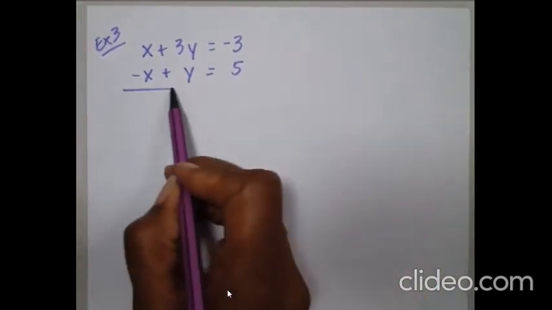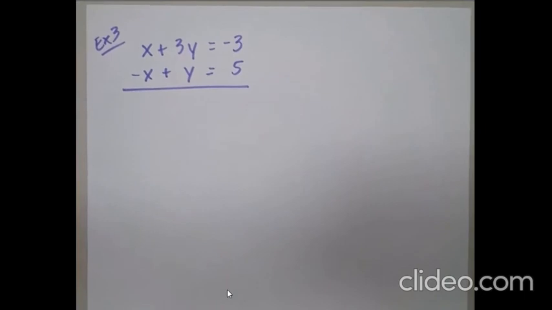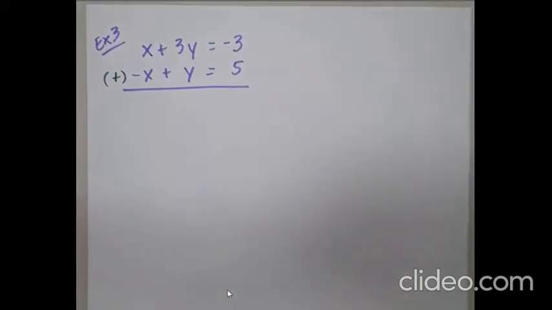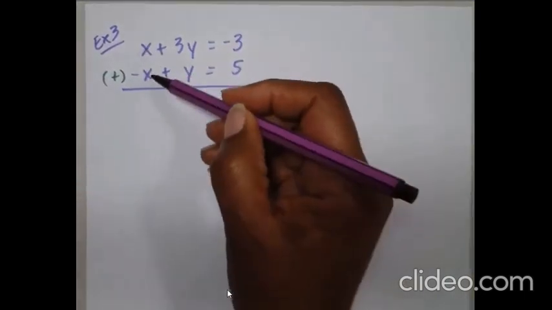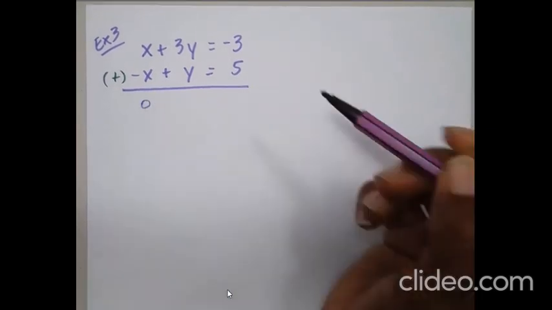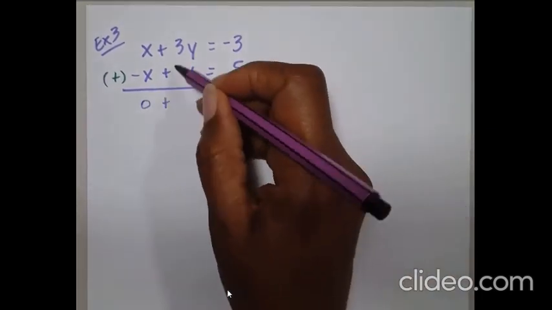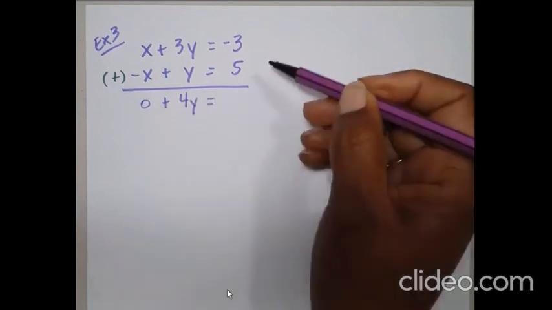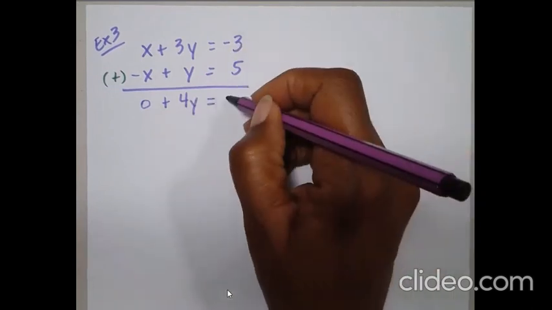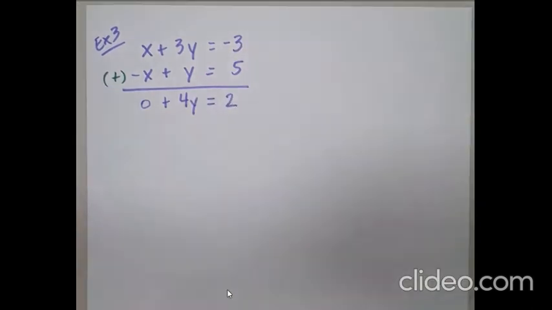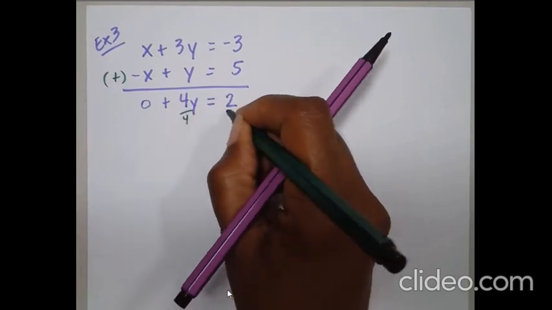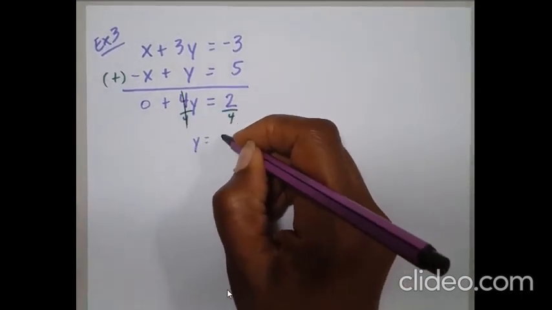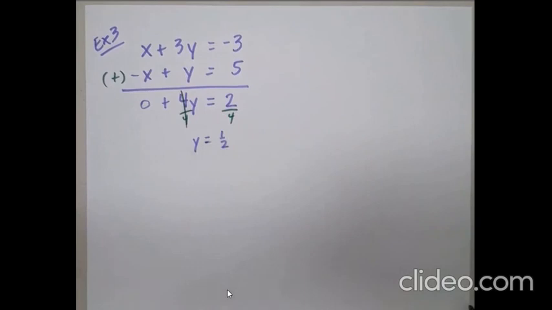You take these two equations, and if you add them together, we're adding these two equations. X plus negative x is basically 0. Plus 3y plus y is 4y. And this equals negative 3 plus 5 equals 2. Solving this for y, we divide both by 4. This simplifies, and we have y equals 1/2.